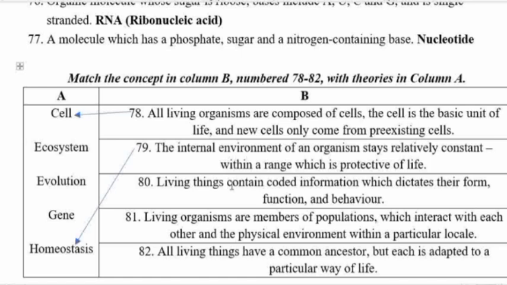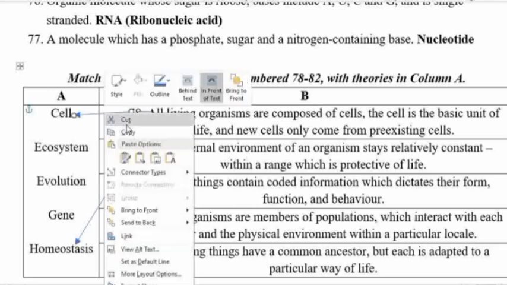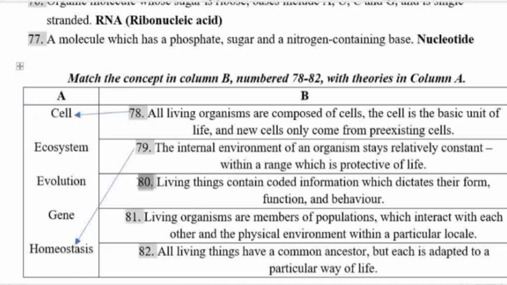Then 80 says living things contain coded information which dictates their form, function, and behavior. So what will we match it with? This one is the gene theory. So 80 will match with the gene theory. The gene theory states that living things contain coded information which dictates their form, function, and behavior.